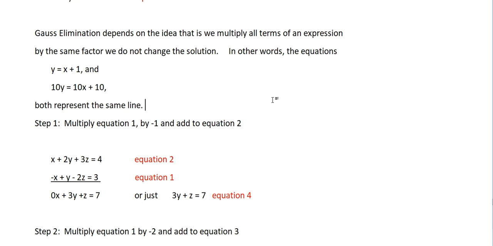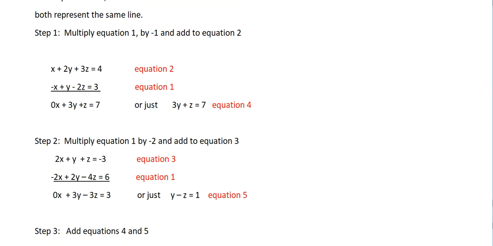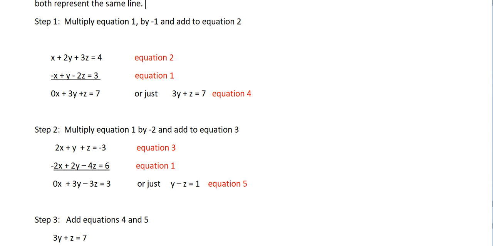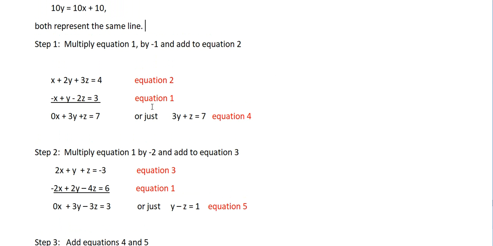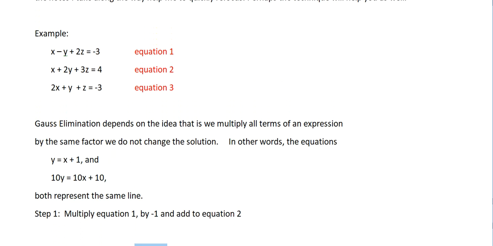Okay, Gaussian elimination depends on the idea that if we multiply all the terms of an expression by the same factor, we don't change the solution. So y equals x plus 1 and 10y equals 10x plus 10 both represent the same line on a graph. Okay, so let's take our equations. Oh, wait a minute, I used the red text in several places. Okay, so let's take our first equation.